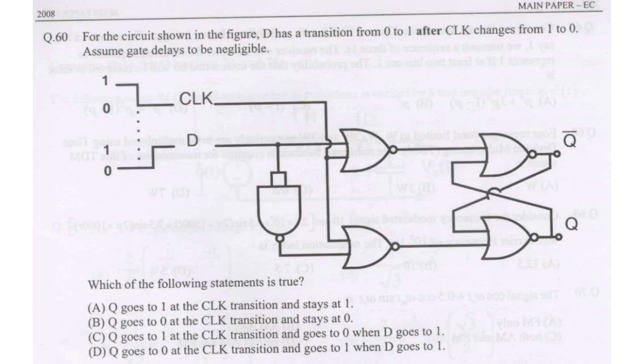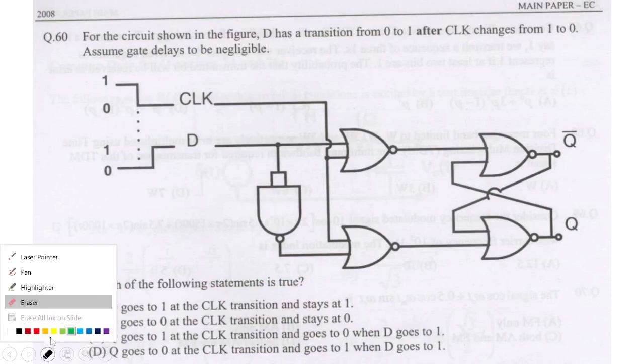Then next, this one. For the circuit shown in the figure, D has a transition from 0 to 1 after the clock changes from 1 to 0. Assume gate delays to be negligible. Which of the following is true? Okay, right? You need to know what is the value of Q.